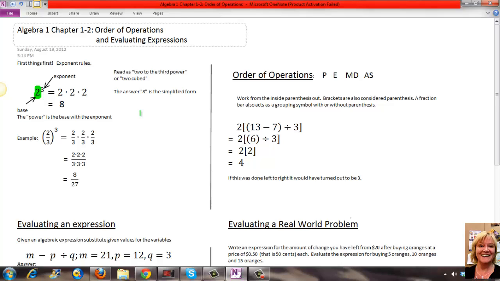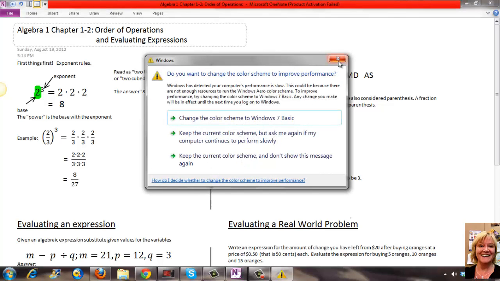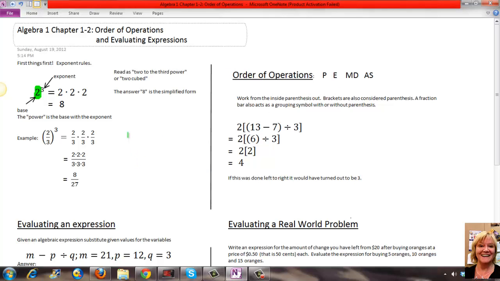And if you had a 5 squared, that would be 5 raised to the power of 2, or it could be read as 5 to the second power. Okay, in simplified form, 2 cubed, or 2 raised to the power of 3, its simple answer is 8. And we've got a nice example down here of what happens when you have a fraction. Let's say you have 2 over 3 in parentheses raised to the power of 3.